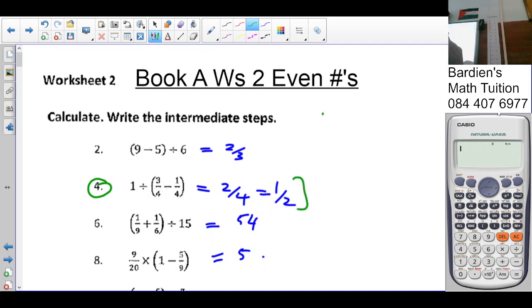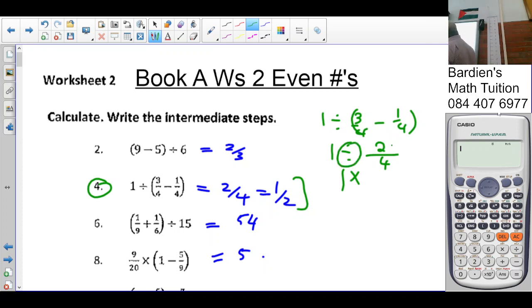Here is going to be 1 divided by 3 over 4 minus 1 over 4. The LCM is 4. 3 minus 1 is 2, so 2 over 4. So it's 1 multiplied by 4 over 2. So 4 divided by 2 is 2. 1 times 2 is 2. Okay. Who disagrees with 54?